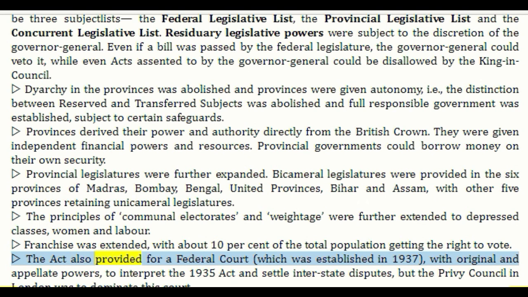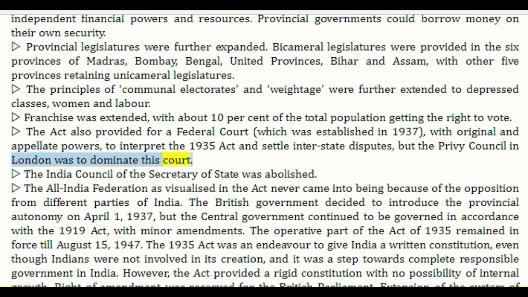The Act also provided for a federal court, which was established in 1937, with original and appellate powers, to interpret the 1935 Act and settle interstate disputes, but the Privy Council in London was to dominate this court. The India Council of the Secretary of State was abolished.